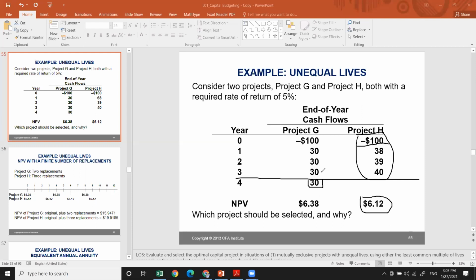But it doesn't necessarily mean that you will replace it every year, or every 3 years. It just gives you the idea which project to choose, project H or project G.